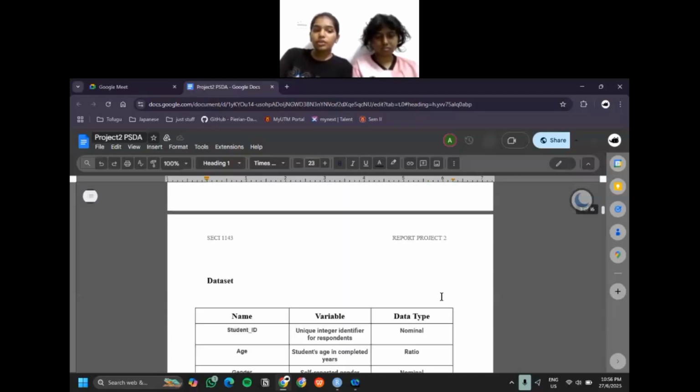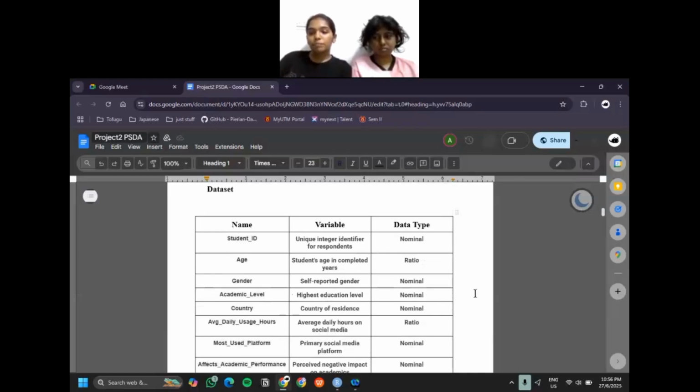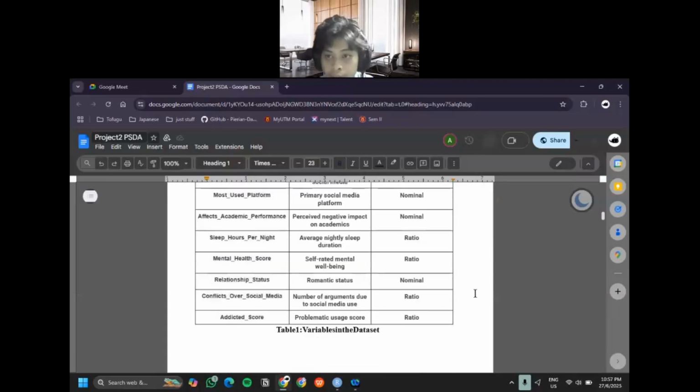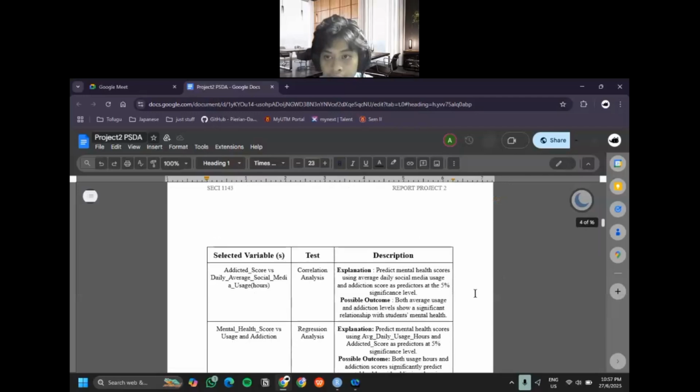Next, moving on to the dataset. In the dataset we collected 13 variables, and the data types consist of nominal, ratio, and so on. And this is the selected variables we use for the tests.